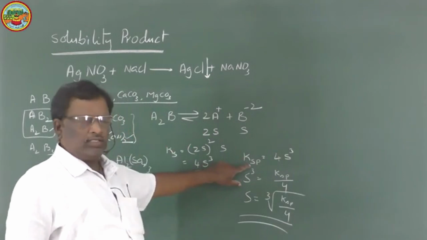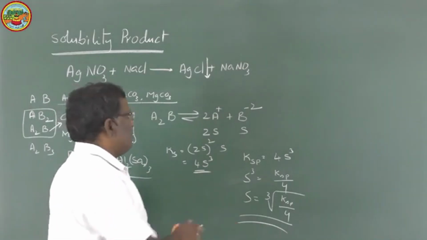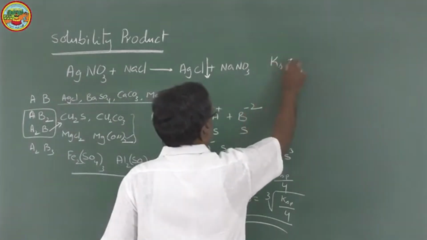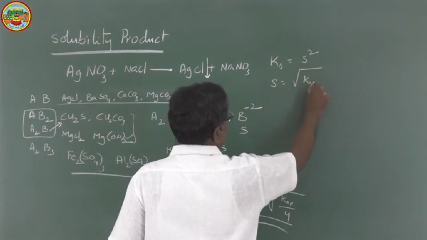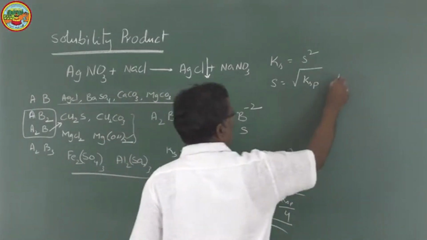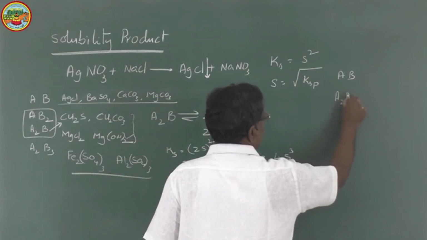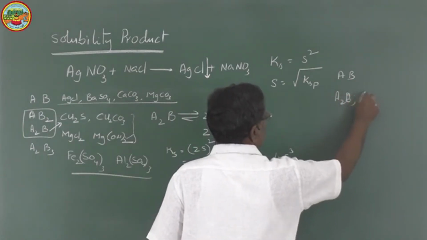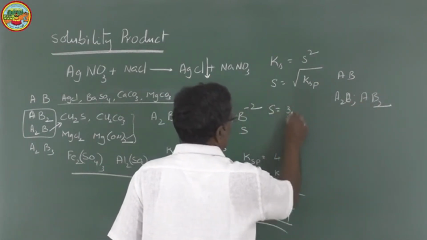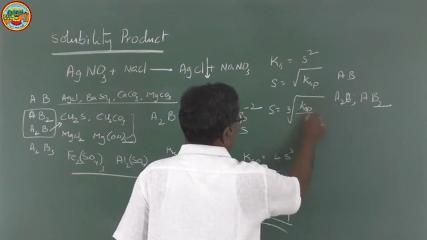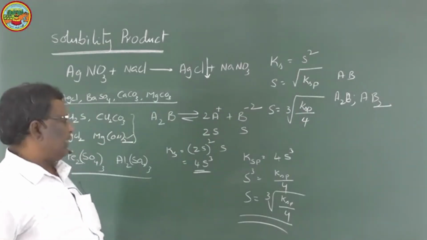Sometimes they will give us the solubility product and ask us to calculate solubility. In the previous case, KSP is equal to S square. So solubility S is equal to the root of KSP simply for AB type. For A2B type or AB2 type, S is equal to the cube root of KSP by 4. You have to calculate like that.